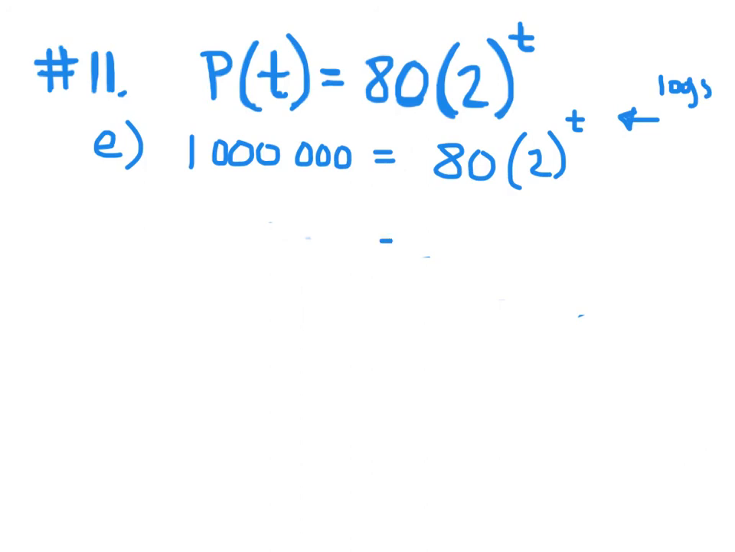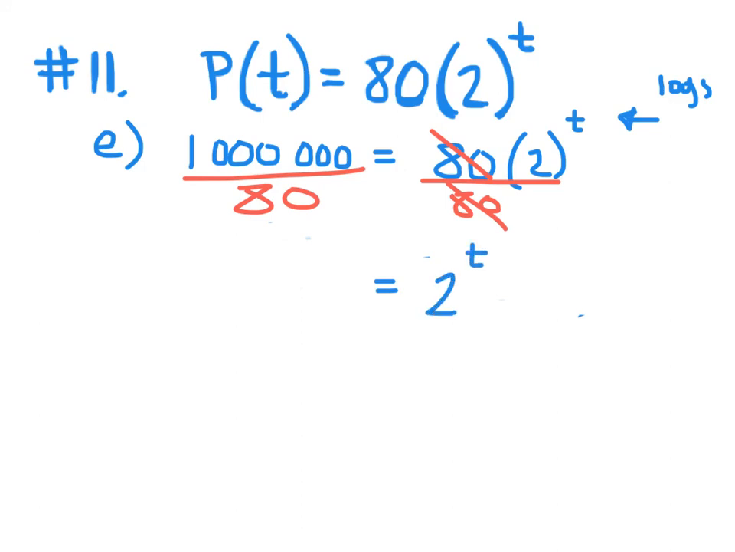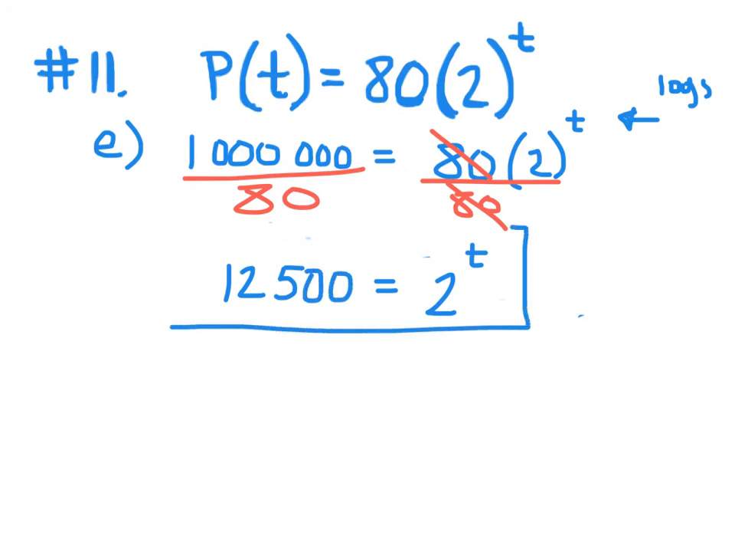So the first thing I'm going to do is get rid of that 80. I'm going to divide both sides by 80, because that is 80 multiplied by 2 to the power of t. So that gets rid of the 80 on that side. And now I'm left with 2 to the power of t is equal to 12,500.